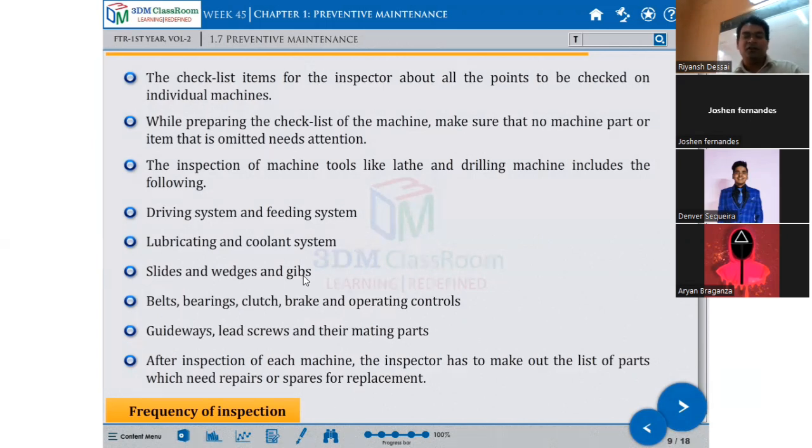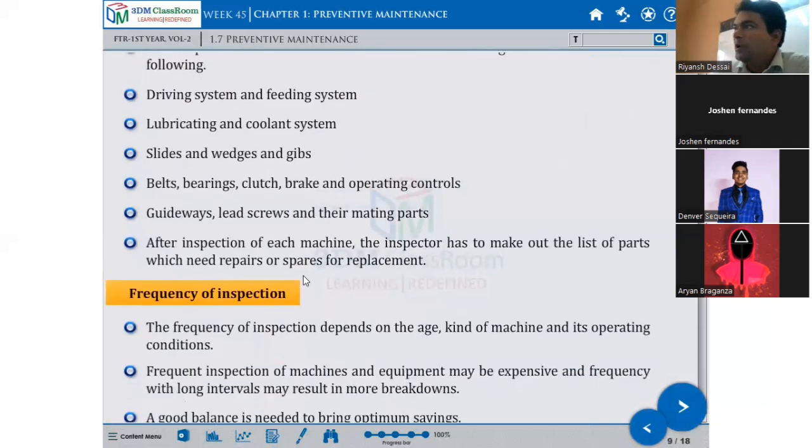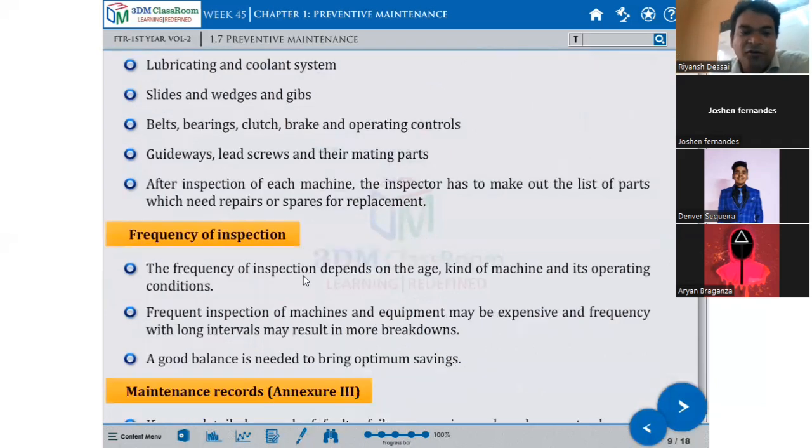After inspection of each item on the machines, the inspector has to make out the list of parts which need repair or spares for repair. If a belt is worn out, you have to note it down and give a report to the higher authority. The higher authority will arrange for such spares, so next time on Sunday, if there is no production going on, you can replace it in the preventive maintenance.